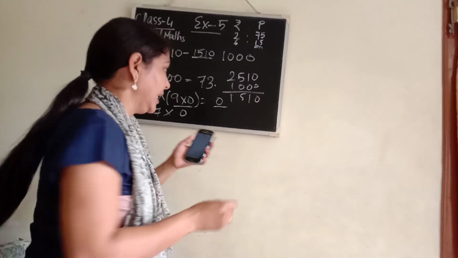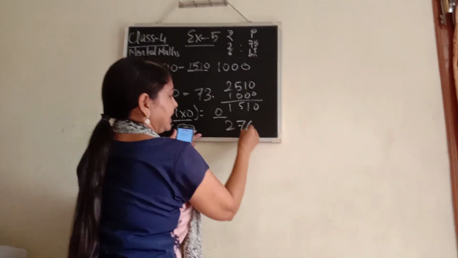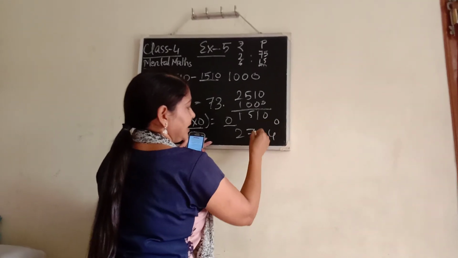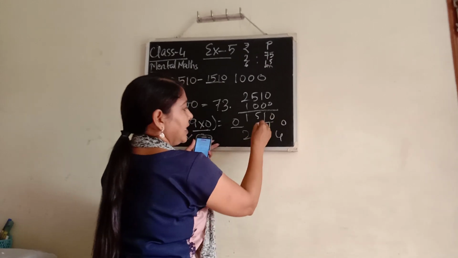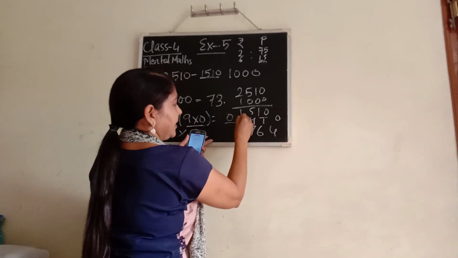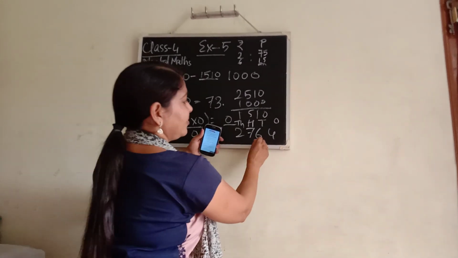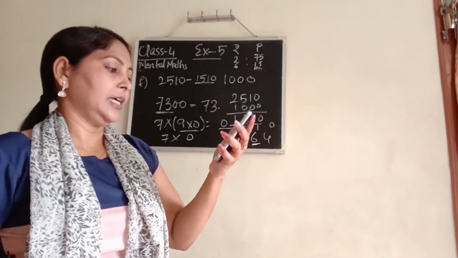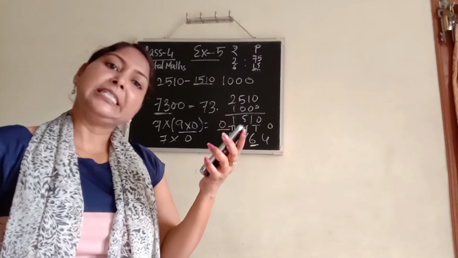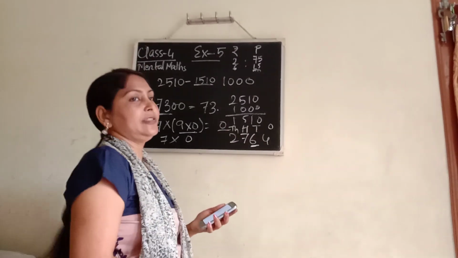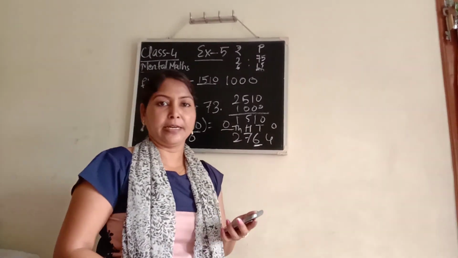Now you just see, it is 2764. Now 4 is in 1's place, 6 is in 10's place, and 7 is in 100's place. Now what is the place value of 6? So the place value of 6 is 60 you can write, or 6 tens also you can write. So both are correct. Okay.